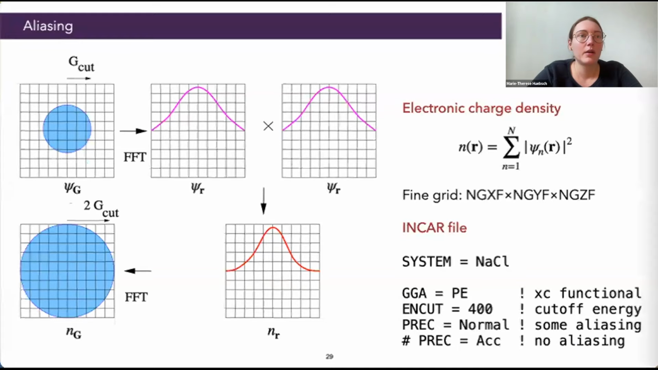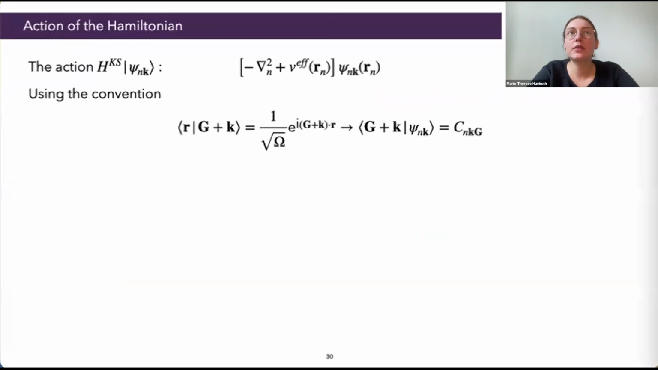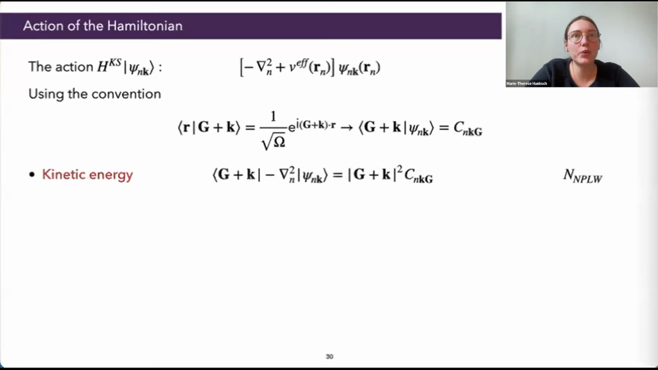Next, we apply the Kohn-Sham Hamiltonian to the Kohn-Sham orbitals in this plane wave basis, now that we have the functional form of the Kohn-Sham orbitals. Therefore, we can use this convention as I propose here. First, we obtain the kinetic energy by applying the Laplacian operator. Note that |G+k|^2 is indeed an energy, like we proposed for the cutoff energy. It was not immediately clear by this condition of |G+k|^2 being smaller than something that it is an energy cutoff, but I think from this it is obvious. And the computation of the kinetic energy scales with the number of plane waves. You can find that number in the OUTCAR file again, the main log file of VASP.